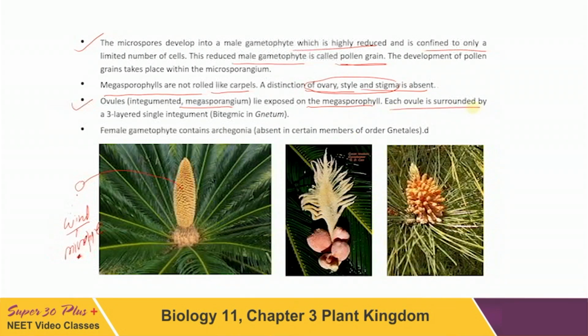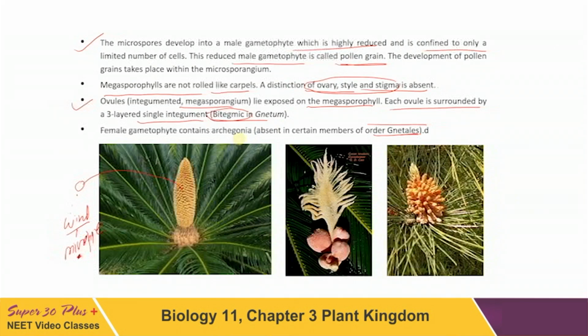Each ovule is surrounded by a three-layered single integument. But in case of Gnetum, which is highly evolved, the ovule has two integuments; this one is bitegmic. The female gametophyte contains archegonia, but archegonia are absent in highly evolved members like Gnetum. Presence of archegonia is a primitive character.